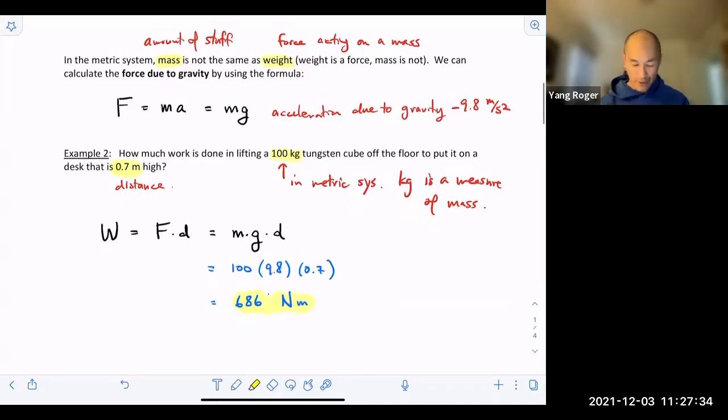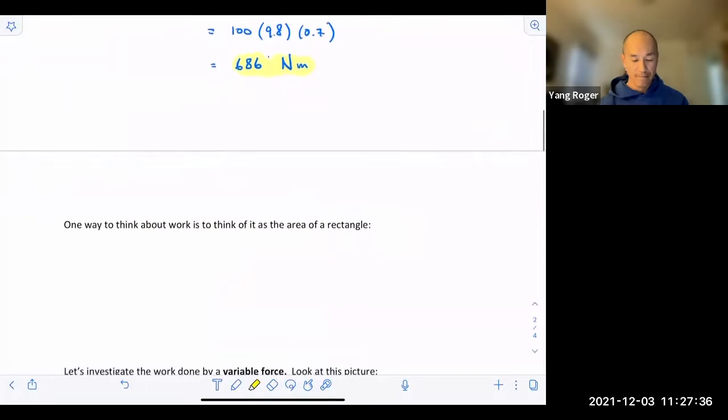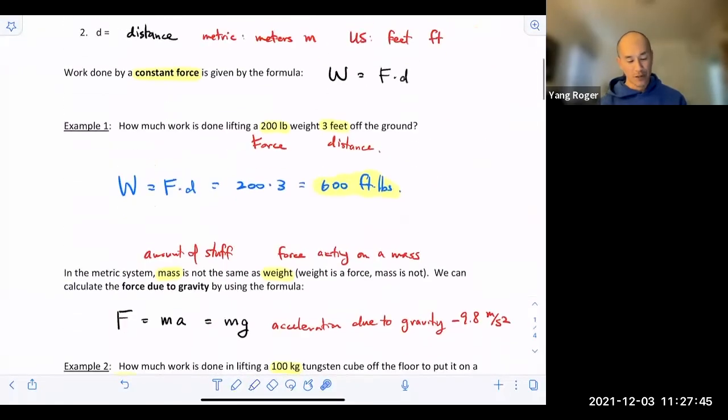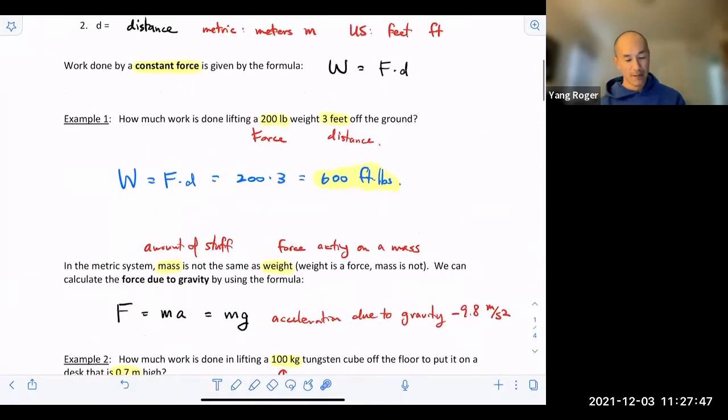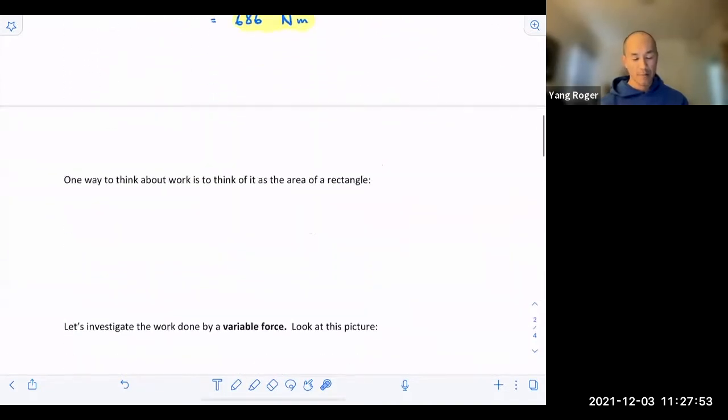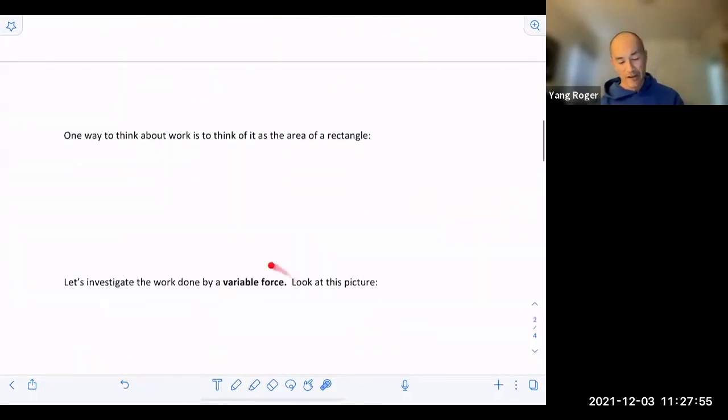Okay, so this idea is really just working with a constant force. So I was talking about constant force here. What we want to do next is think about working with a variable force. But before I talk about that, I want to take a slight detour.